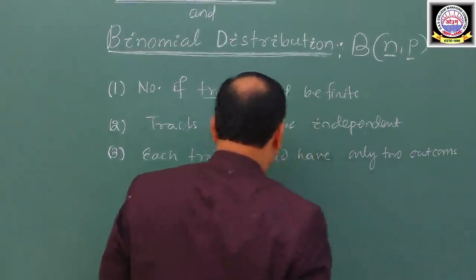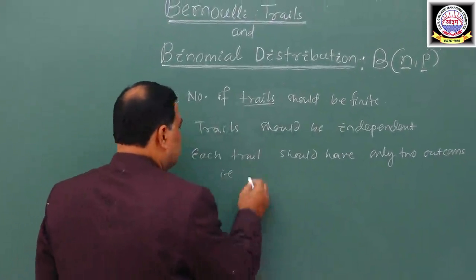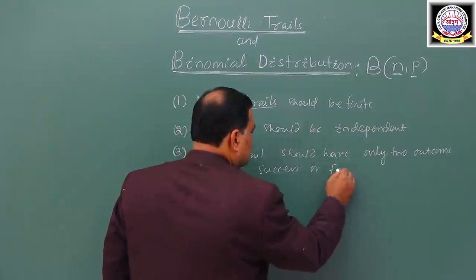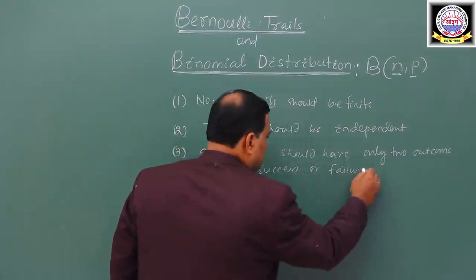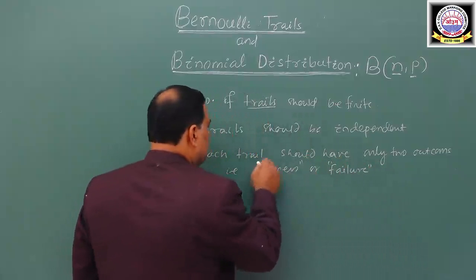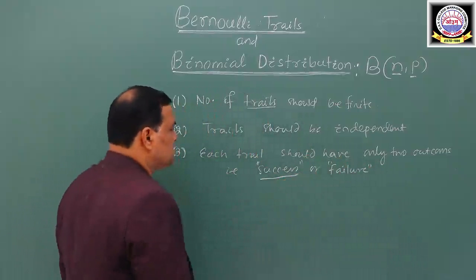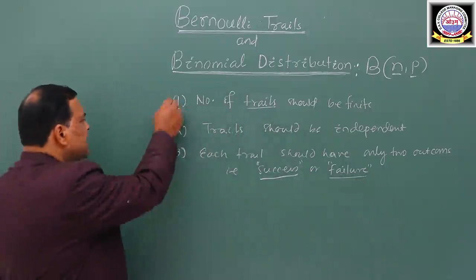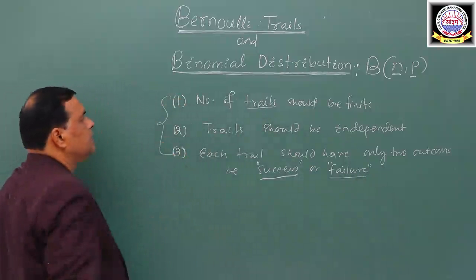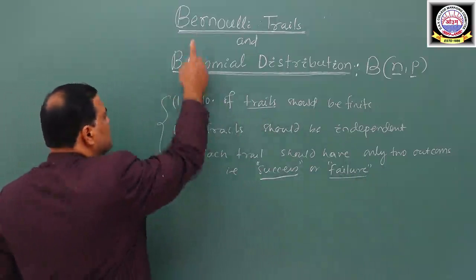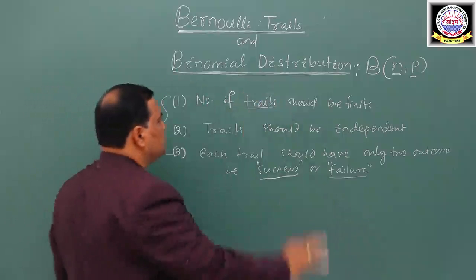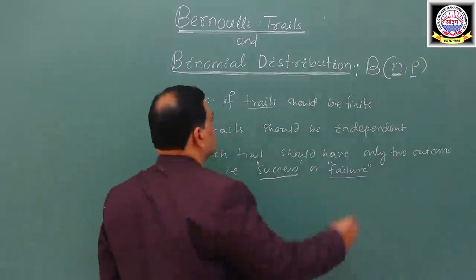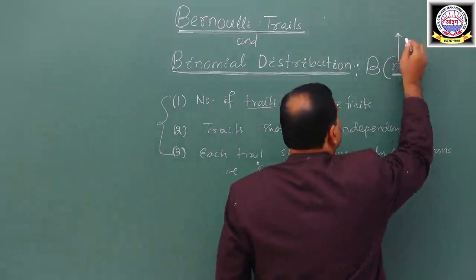Two outcomes, that is, either success or failure. There are two words: what favors us is called success, and what does not favor us is called failure. So if these three conditions are satisfied, then we can say it is called Bernoulli trials or binomial distribution. And n is known as the number of trials. N stands for number of trials.